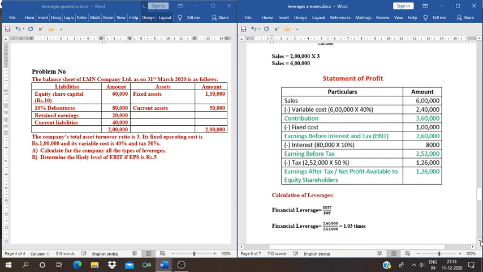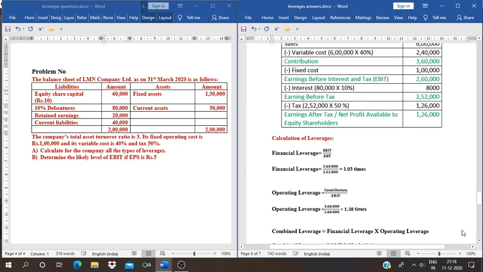Next, calculation of leverages. With the help of this statement of profit and the formulas, we can calculate the leverages. That is financial leverage, EBIT divided by EBT. Substitute the amounts, we will get 1.03 times. And operating leverage is contribution divided by EBIT. Contribution is 3,60,000 and EBIT is 2,60,000. 1.38 is the operating leverage.